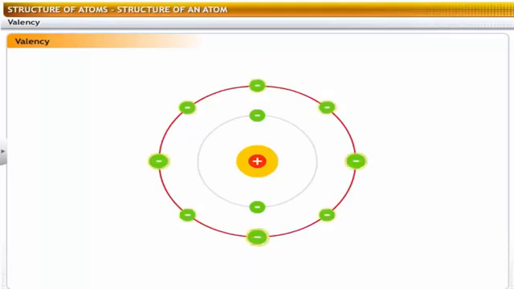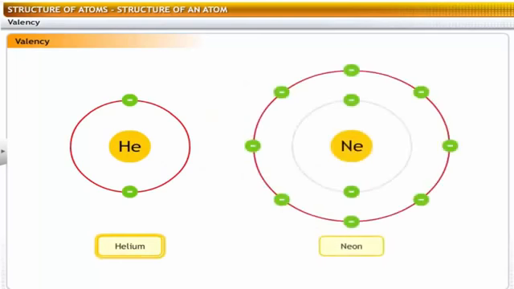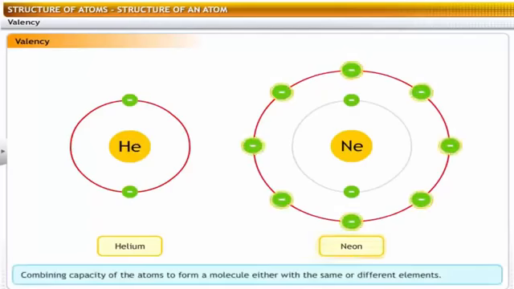The outermost shell of inert gas elements, whose subshells are completely filled, is stable. For example, helium and neon, where helium has 2 electrons in its outermost shell and all other inert gas elements have 8 electrons. The combining capacity of the atom to form molecules, either with the same or different elements, is defined as valency.